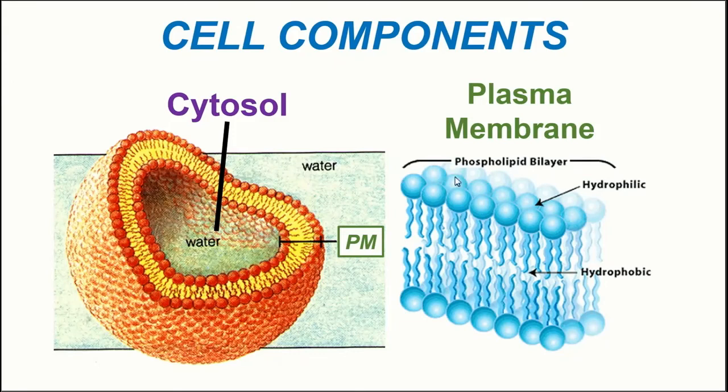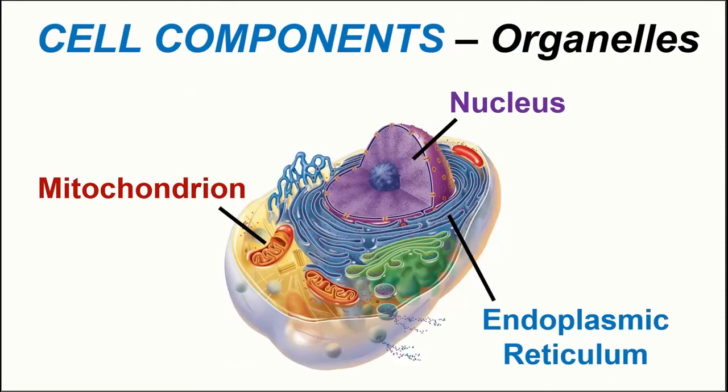The plasma membrane is a fluid barrier composed of the phospholipids that we had discussed in the molecules lecture segment. The plasma membrane functions as the boundary between the watery environment outside of the cell and the watery fluid environment inside of the cell. The cytosol is the gel-like fluid environment located within the plasma membrane, so that is within the cell and deep to the plasma membrane.